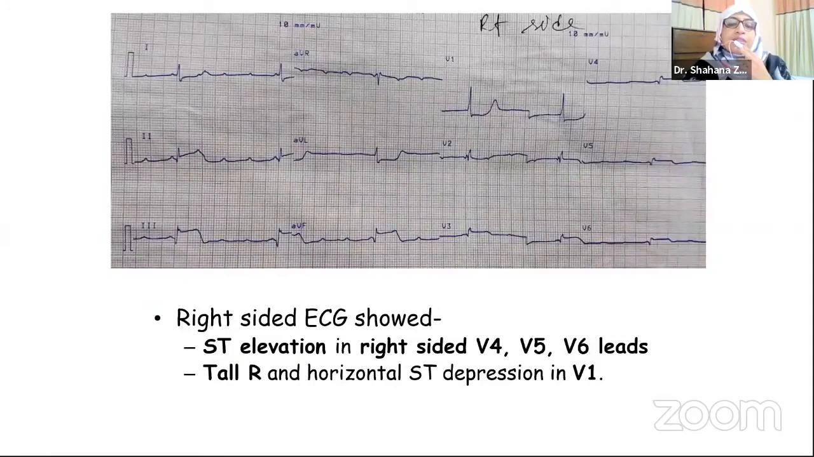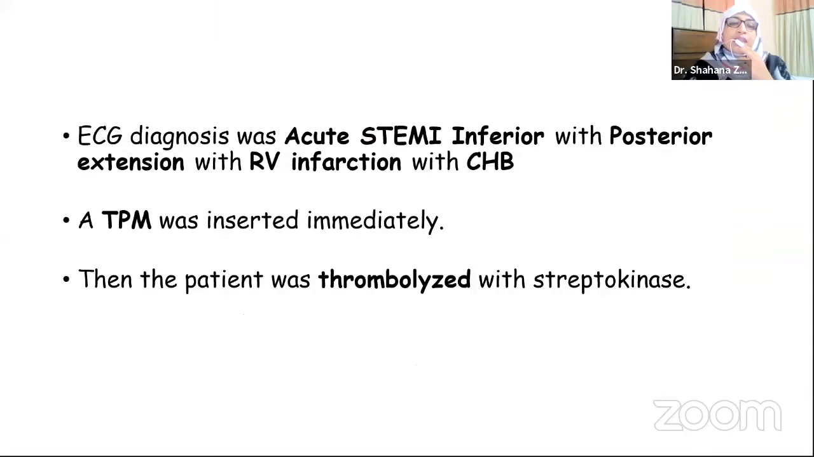Right-sided ECG was done, where we found ST elevation in V3 to V6 and tall R and horizontal ST depression in V1. And we diagnosed this patient as acute ST elevation myocardial infarction, inferior with posterior extension, with RV infarction with complete heart block. A temporary pacemaker was implanted immediately, and then the patient was thrombolized with streptokinase.